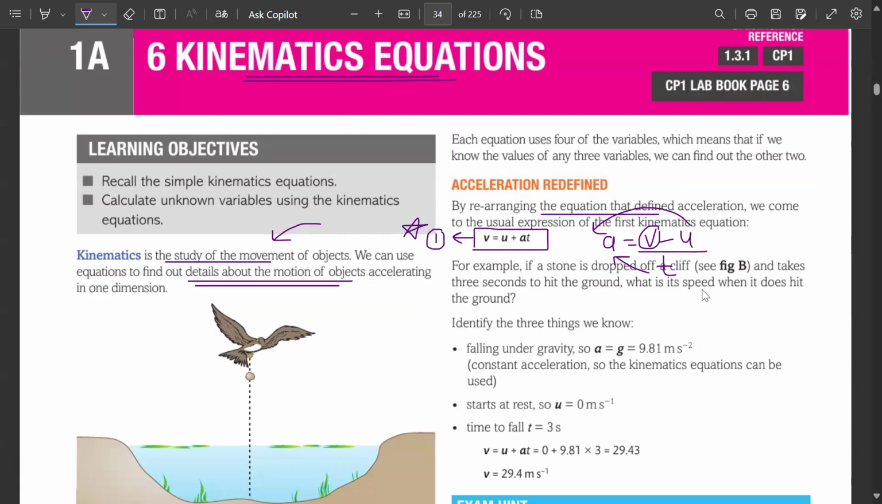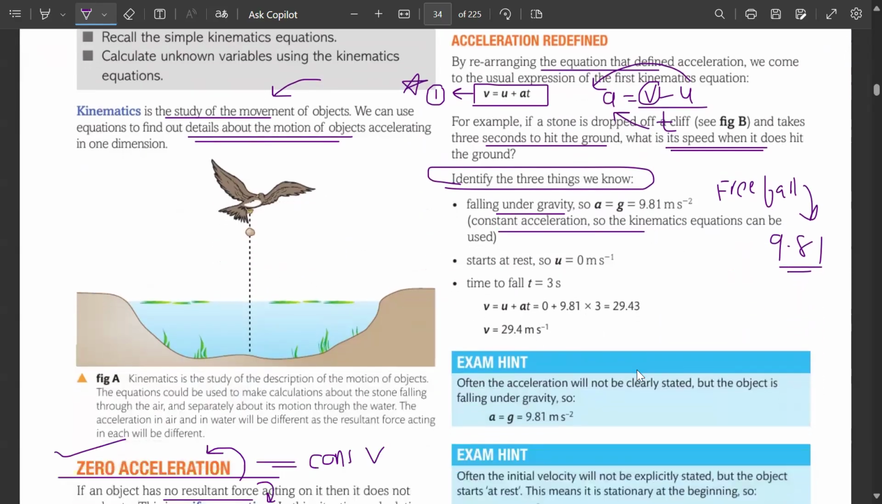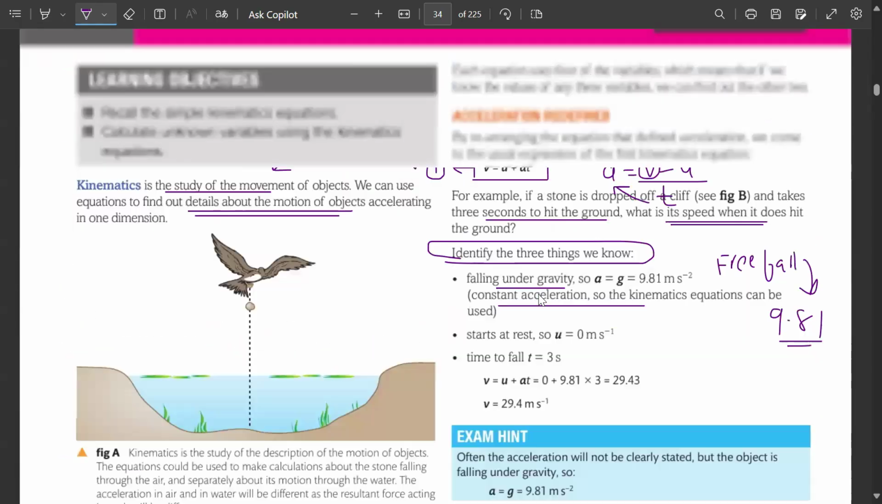For example, if a stone is dropped off a cliff and takes 3 seconds to hit the ground, what is its speed when it does hit the ground? So identify the three things that we know. Acceleration when it's under the free fall concept. In free fall, we have studied that the acceleration is when weight is the only acting force. 9.81 will be your acceleration, which means a constant acceleration. So yes, the kinematic equation can be used when we have a constant acceleration.